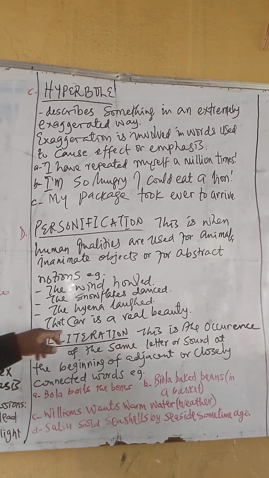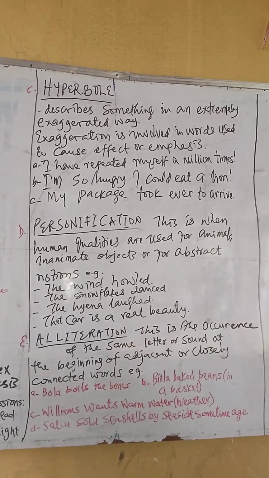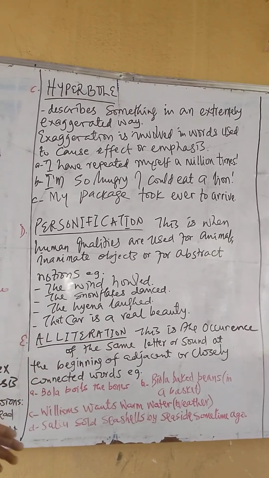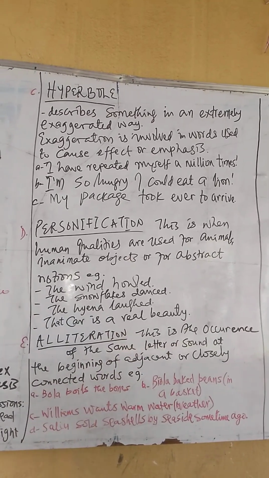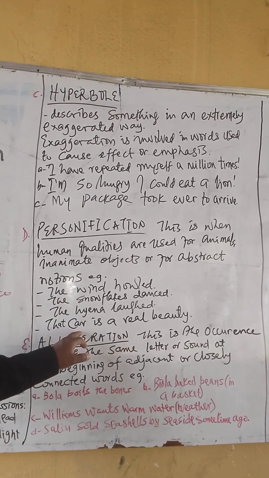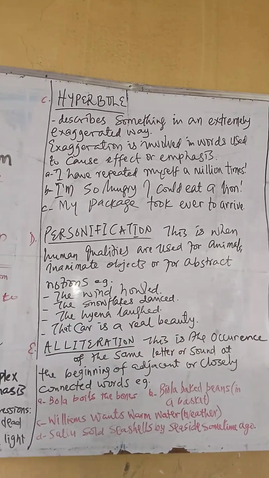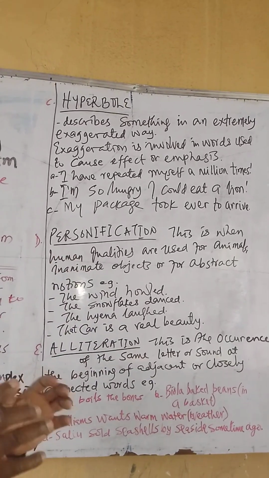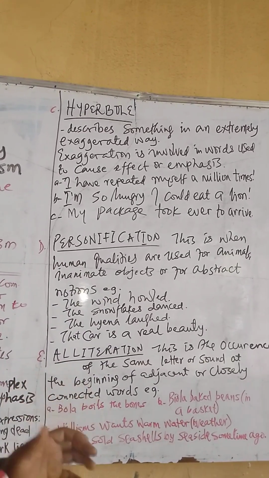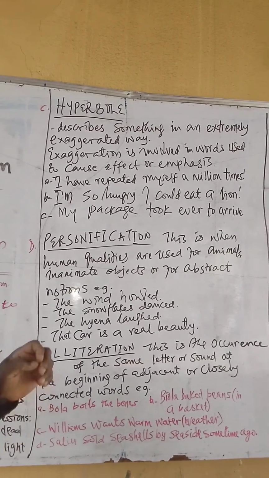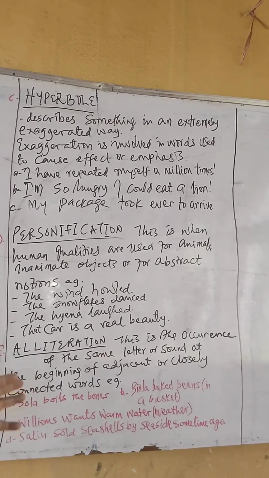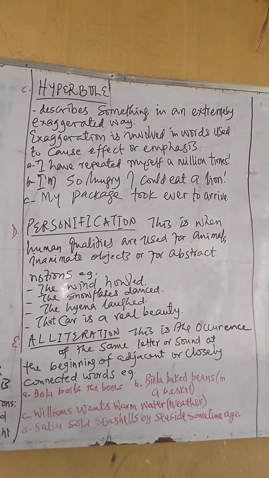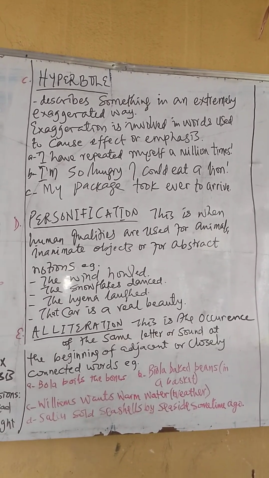That car is a real beauty. Beauty is used for scenes, images, and particularly human beings. When somebody says that car is a real beauty, that person is using personification. You use qualities that are in human beings to describe a car or a situation or inanimate objects. Then the last one for today is alliteration, before we go into the next YouTube recording.